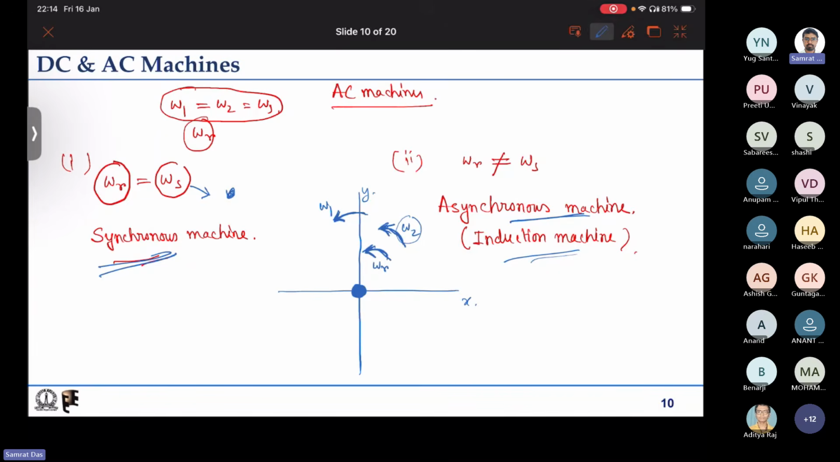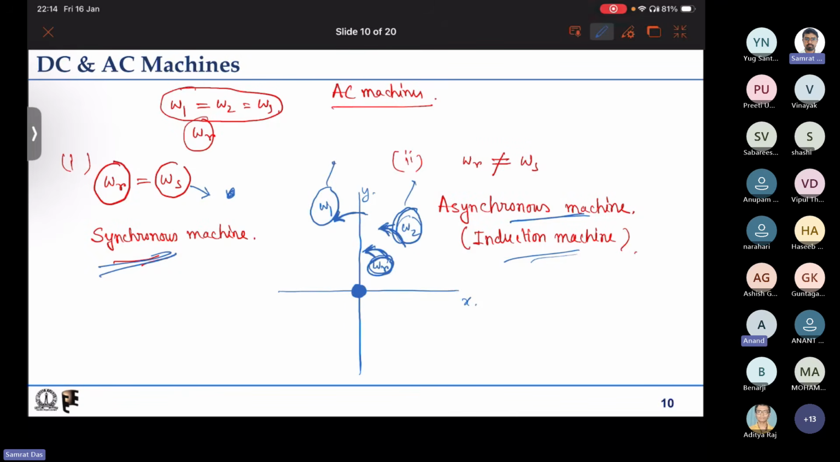This is the mechanical speed of the rotor. The rotor is rotating, mechanical speed of the rotor, the mechanical RPM, revolutions per minute, of the rotor. This is omega r. Understood. So W1 and W2 are the speeds of the two fields. This is the speed of the field of the stator, this is the speed of the field of the rotor, and this is omega r, the rotor speed.